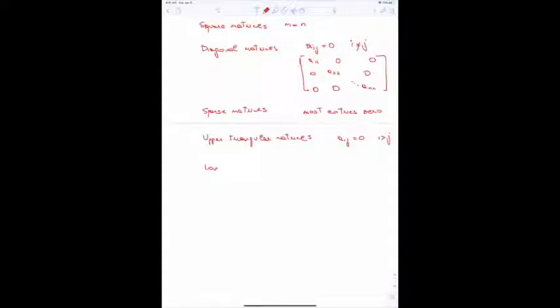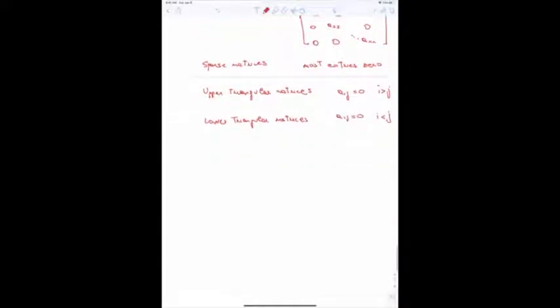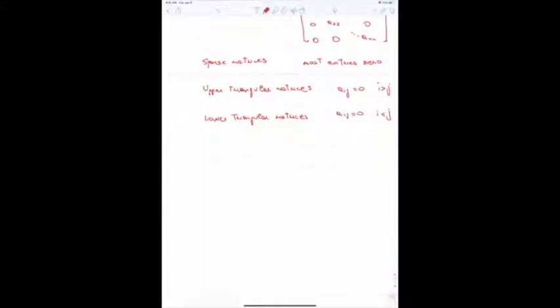And then lower triangular matrices, it means that aij is equal to 0 if i is less than j. So these are in the form, say, a11, ..., ann, and then here you have something like aij, and then here you have 0, or vice versa. So this one here would be upper, this one here would be lower.